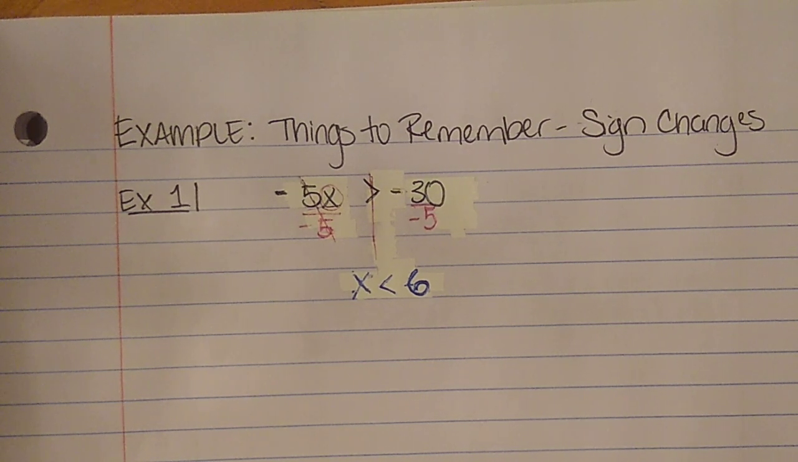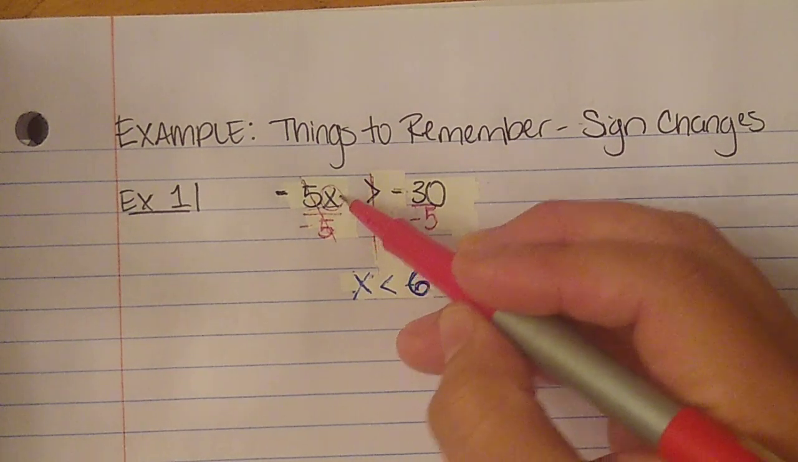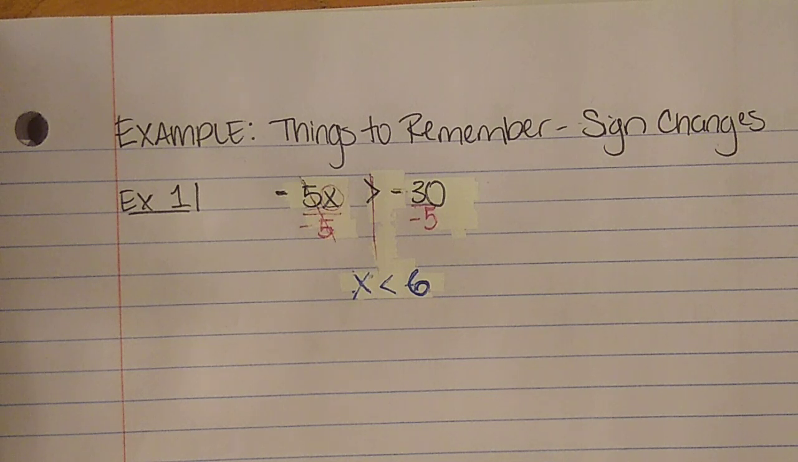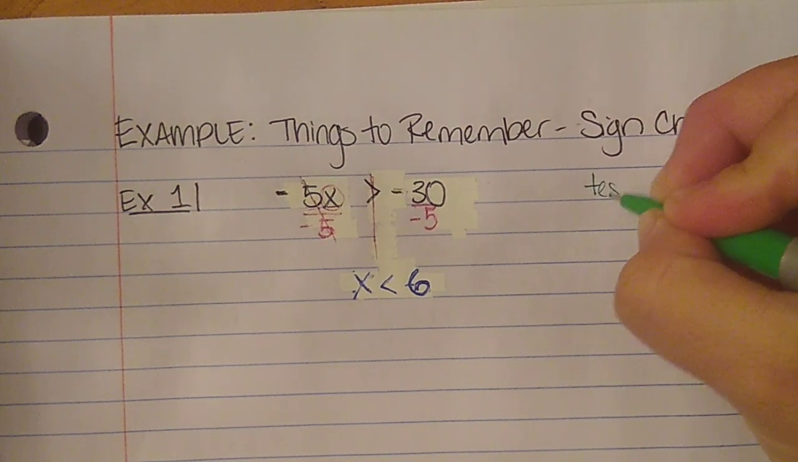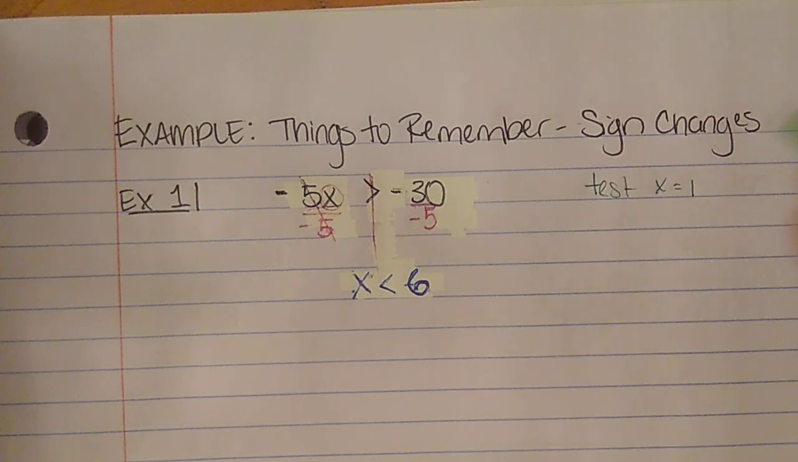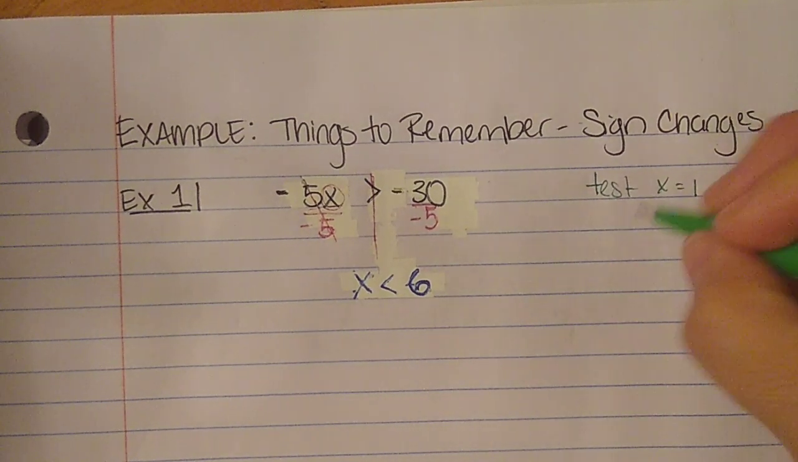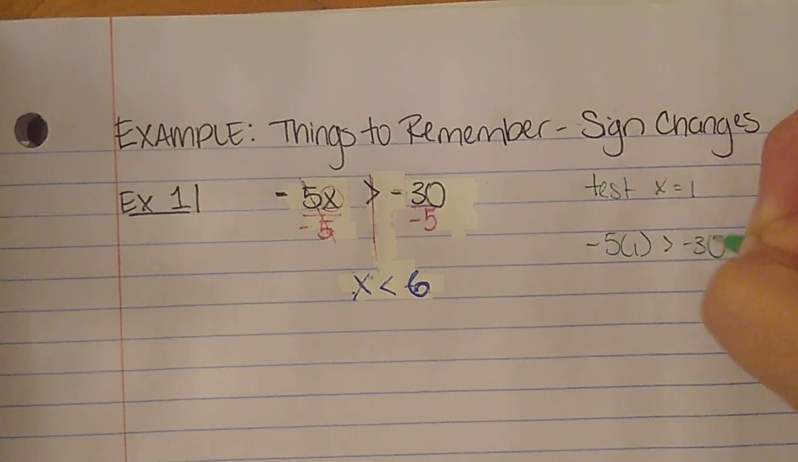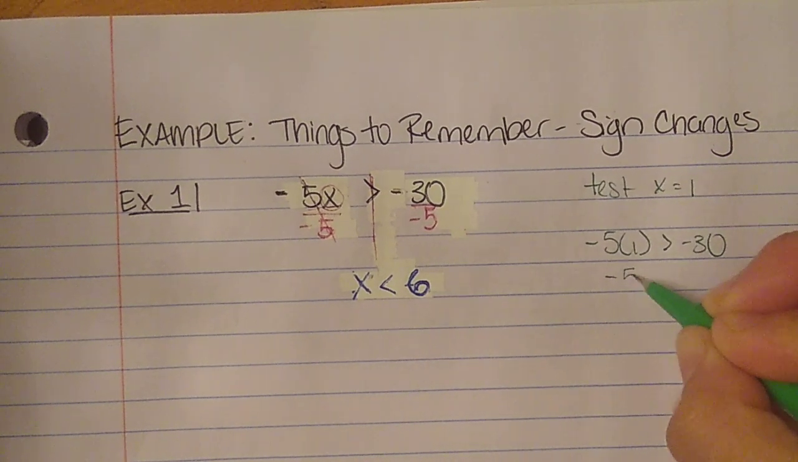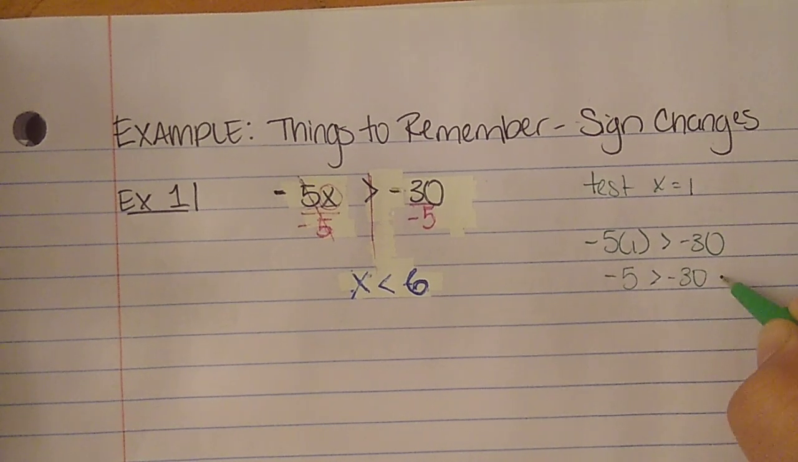So why do I have to change this inequality? Let's test. If x is less than 6, I can test any number under 6 in the original inequality, and it should give me a true statement. So let's test the number 1 as an easy test case. Test x equals 1, because 1 is smaller than 6. This should work. So I should get negative 5 times 1 is greater than negative 30. Negative 5 times 1 is negative 5, and that is in fact greater than negative 30.